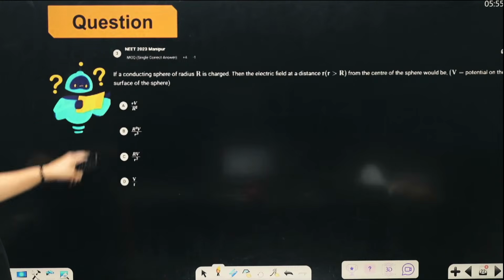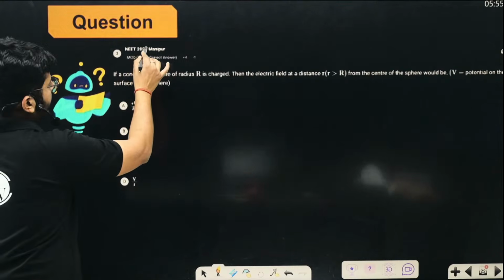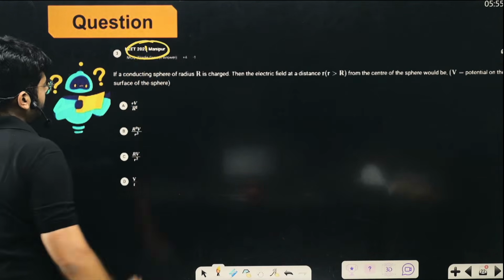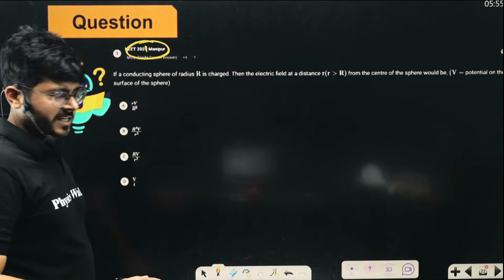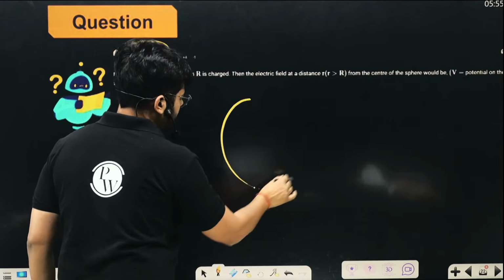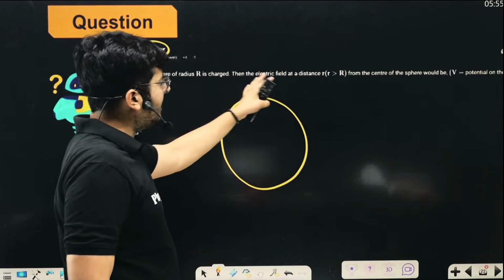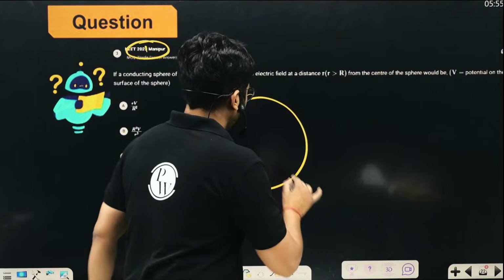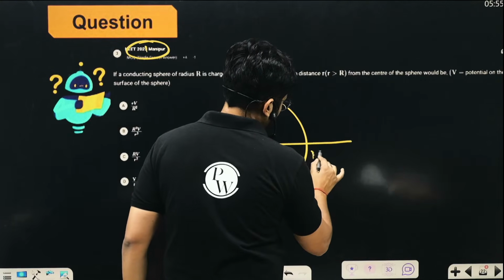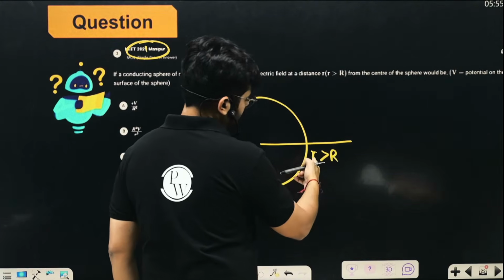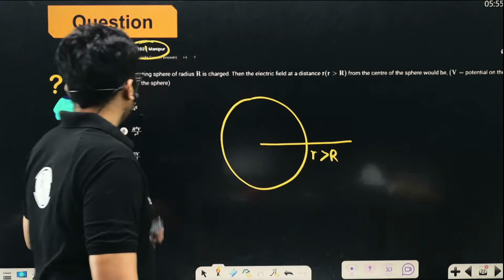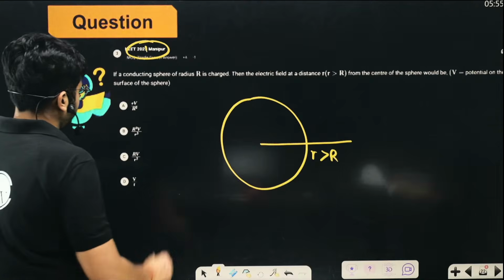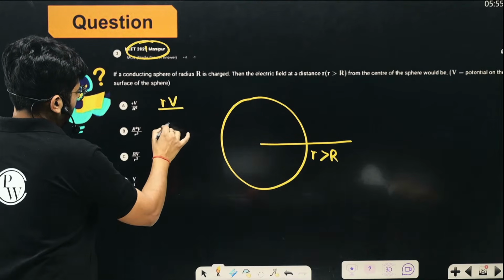The next question is from NEET 2021, Manipur. The question says that a conducting sphere of radius R is charged. Then the electric field at a distance r from the center of the sphere, such that r is more than the radius of the sphere, which of the following expressions is correct? The first option is RV upon r cube.